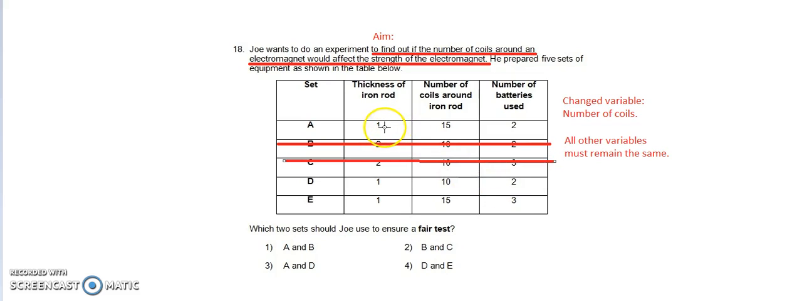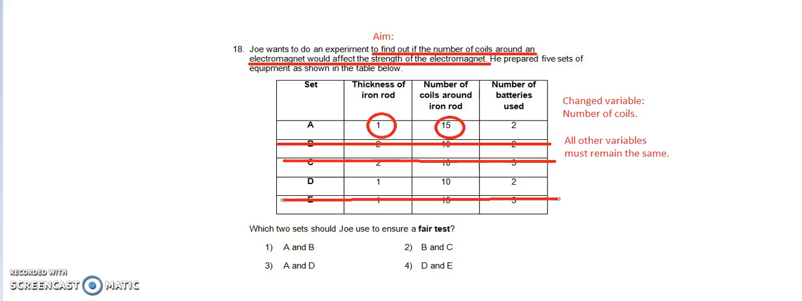Okay, so now let's take A, thickness of iron rod at 1. Okay, and let's compare it with the rest. Okay, D has 1 also. E also has 1. Okay, number of iron coils, 15. Okay, D is also 15. So D is out. Sorry, I mean E is out. Okay, because E has the same as A, 15. Number of batteries, 2. Okay, number of batteries 2.